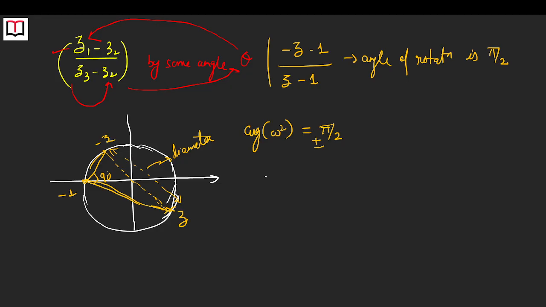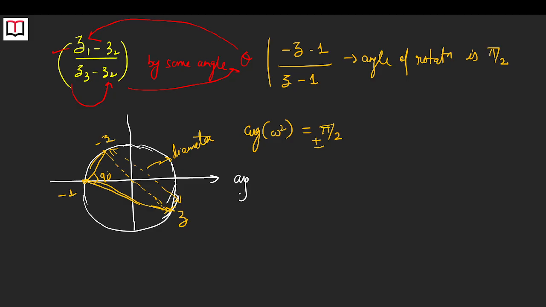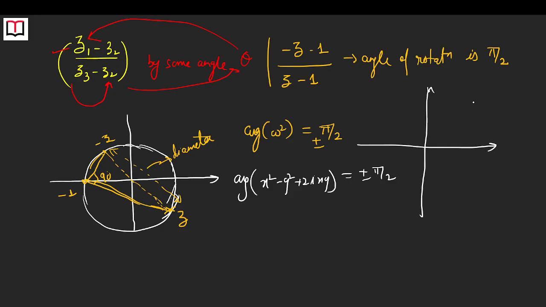Okay, since we need the locus, and I said omega is nothing but x plus iota y, the argument of x square minus y square plus 2 iota xy is equal to plus minus pi by 2. So see what's happening. On the argand plane, which complex number is it whose argument is plus pi by 2 or minus pi by 2? So how do we define argument? Argument is nothing but the angle which the directed line segment joining O to Z makes with the positive direction of the real axis.